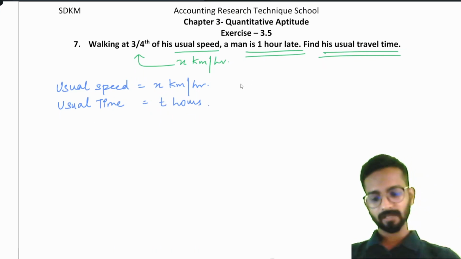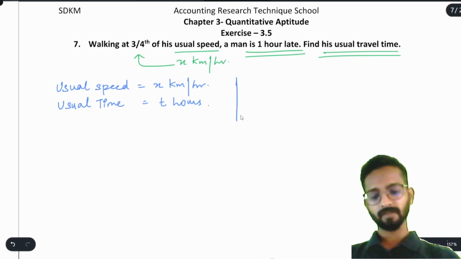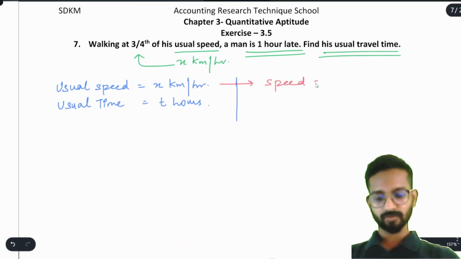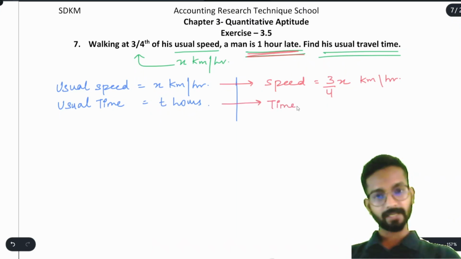So, now I can say what the question is saying. Be very careful. Walking at 3/4 of his usual speed. So, 3/4 of the speed is equal to 3 by 4 of x. A man is 1 hour late. So, the time taken will be, he is 1 hour late. It means he is taking 1 hour extra. So t plus 1 hours.